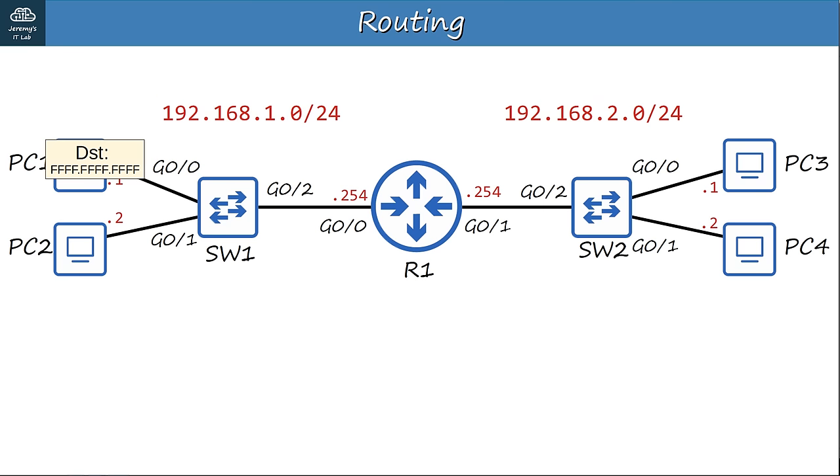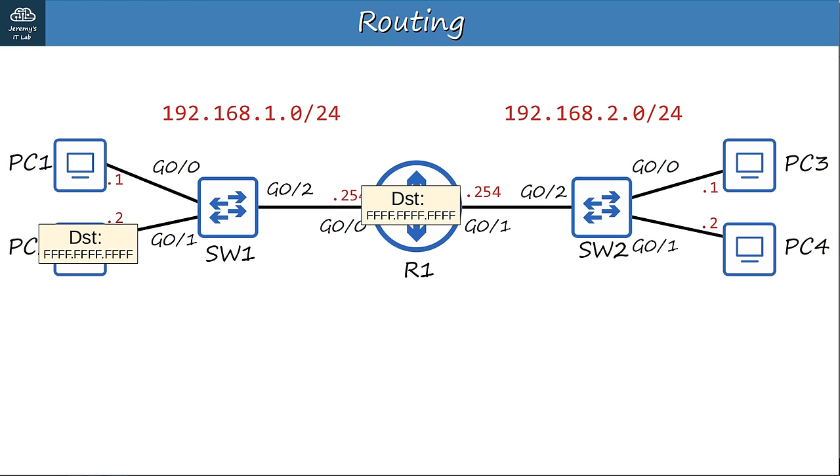This time, if R1 sends a frame to the broadcast MAC address of all Fs, switch 1 will receive the frame, and it will forward it out of all interfaces except the one the frame was received on. So it sends the frame out of G01 and G02, and PC2 and R1 receive the frame. However, that's where it ends. The broadcast is limited to the local network. It doesn't cross the router and go to switch 2, PC3, and PC4. I'll go more into detail about routing and layer 3 forwarding, but as I said, this video will focus on IP addresses themselves. So let's take a look.